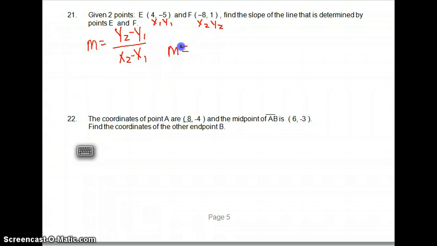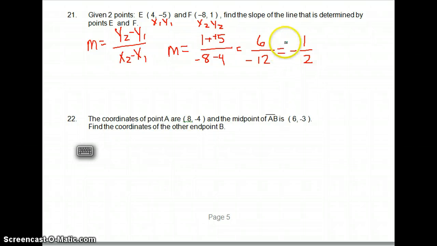So m equals y2, 1, minus a negative 5 over negative 8 minus 4. 1 minus negative 5 is plus 5, which is 6. Negative 8 minus 4 is negative 12. And the slope has to be in the simplest terms, so 6 over 12 reduces to 1 over 2. And don't forget your negative sign. Slope is negative 1/2.